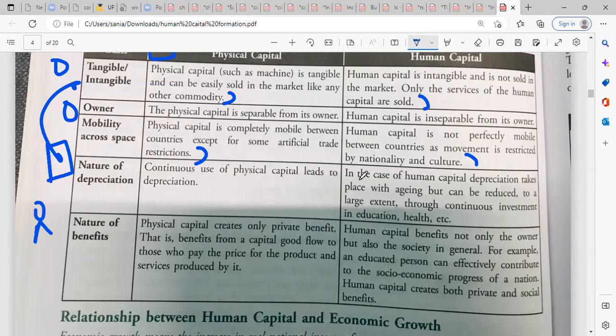No, right? But our age factor is there. For example, I am 30 years old, I am doing it. I'm 40 years, I'm doing it. But when I'll be 70, 80, I won't be able to perform that much, right? Because now my body is not supportive, right? So in case of human capital, depreciation takes place with aging, but not with the continuous use. You will write it, you will add it here, right? But not with the continuous use.